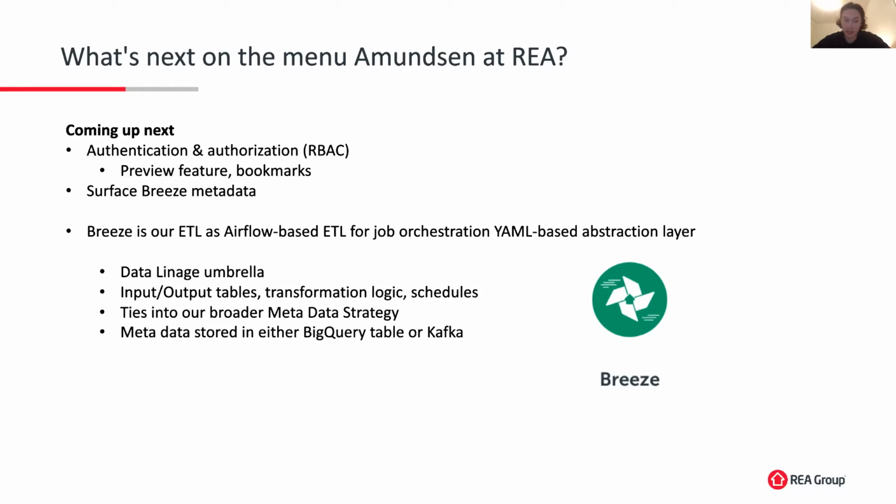The other big thing, and I think you've heard us talk about it a little bit before, is surfacing Breeze metadata, which really falls under the umbrella of data lineage. So we're knowing what input and output tables, transformation logic, all of that sort of stuff that provides a bit more high resolution image of what that data is like. So it ties into our broader metadata strategy. So it's really just how do we surface this data?